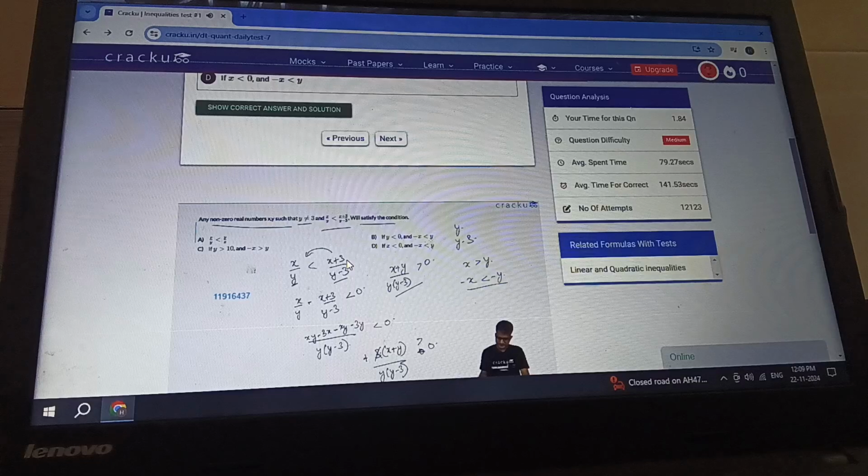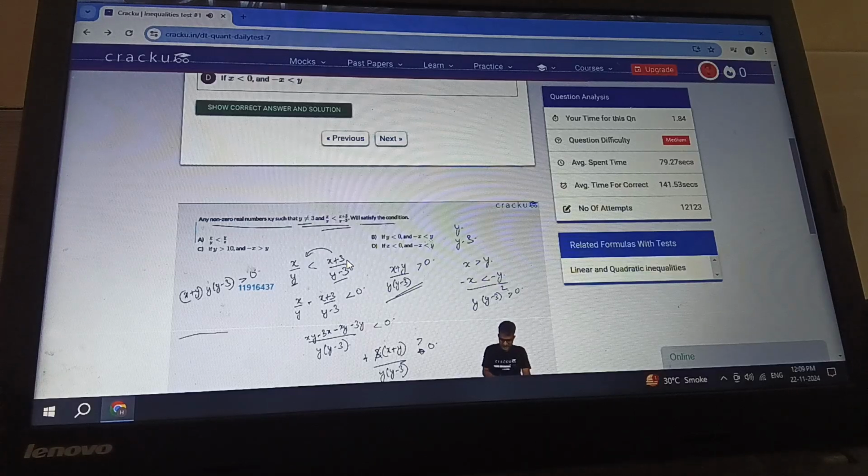So essentially what we have is that x plus y divided by y into y minus 3 is greater than 0. Now you can multiply the left hand side and the right hand side with y into y minus 3 whole square, which is greater than 0. So essentially what we have is that x plus y into y minus 3 is greater than 0. Just by simplifying it and removing the denominators, we are going to get this inequality.